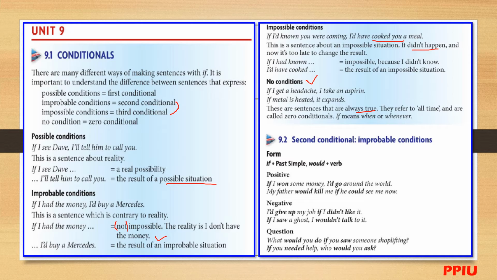They refer to all time and are called zero conditional. If means when or whenever. Just remember this one, right? So in this case, if means when or whenever. It's talking about something that is always true all the time, right? Okay, I better explain in Khmer a little bit before we move on and learn something in detail regarding that.